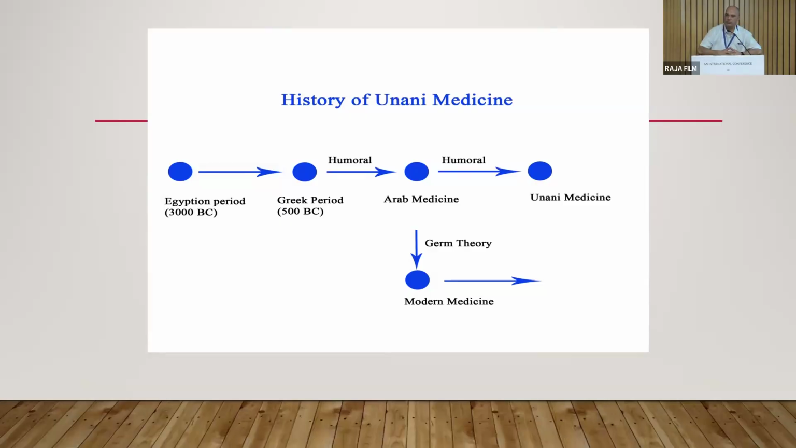Then comes the 17th century onwards until the 19th century, when germs were discovered and a new medicine evolved, which we now know as modern medicine, Western medicine, or allopathic medicine. But this was evidence-based medicine because we can see the germs. But still, this humoral medicine, which started from the Greeks and which was with the Arabs, didn't vanish.